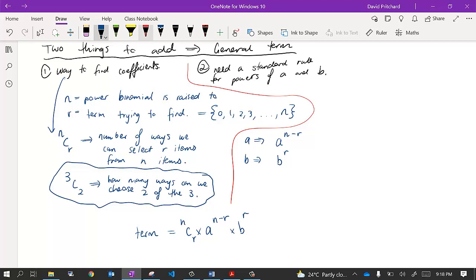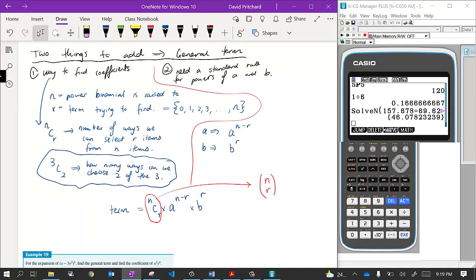Now the last thing I'll say is it's so much easier to write this nCr as n over r, stacked. So you'll see in the textbook they use that form. That allows us to do the combinations and just write it in a nice, easy way. Now, because I'm not going to teach you the rule for calculating combinations, you probably want to know how to do that. So I'm going to show you on the graphics calculator.